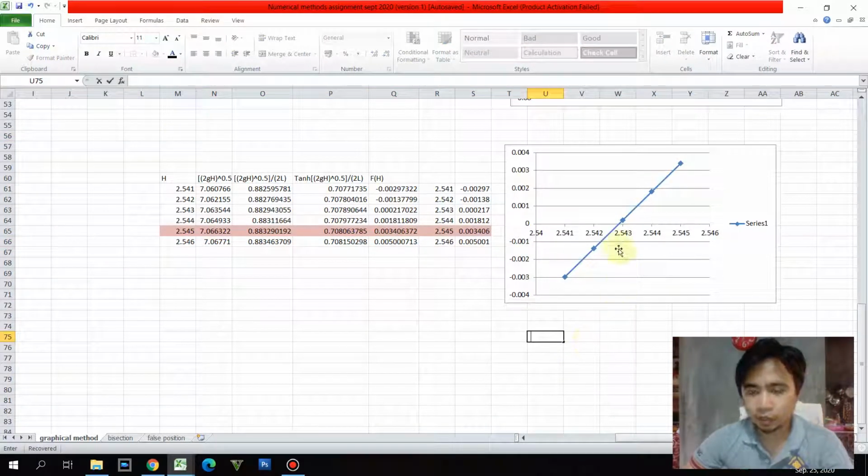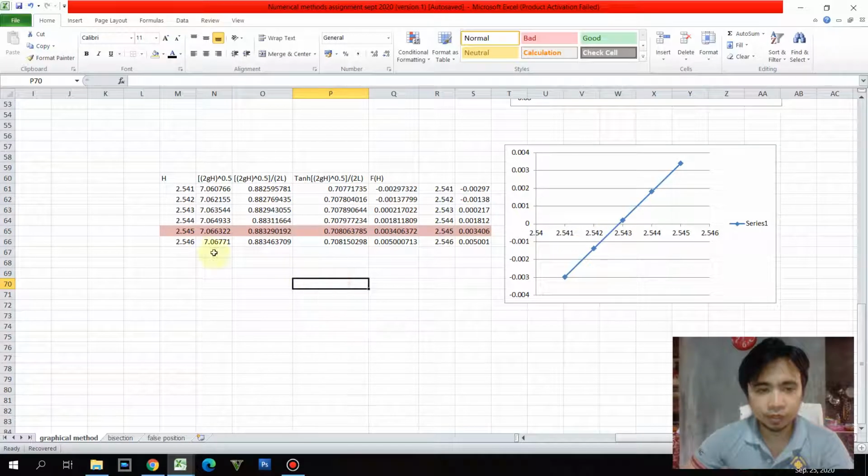And we can actually see that in the graph we have here 2.542 and 2.543. So it is in between this. So the nearest xr is 2.545. So that's it for the graphical method on this problem.